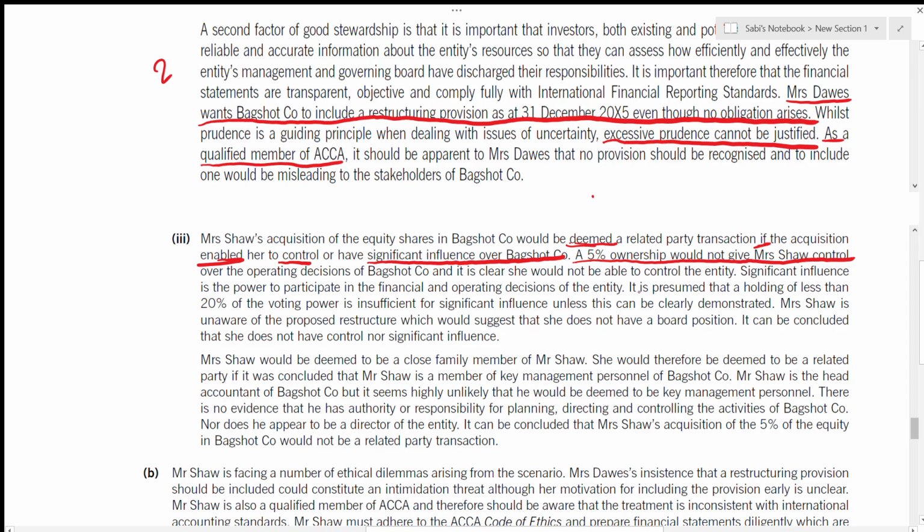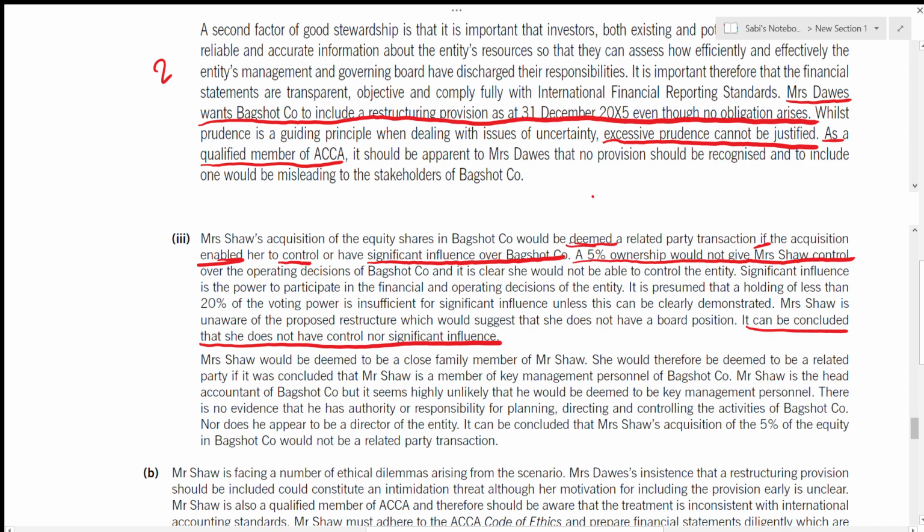right? So it is presumed that a holding of less than 20% of the voting power is insufficient for a significant influence unless this can be clearly demonstrated. Mrs. Shaw is unaware of the proposed restructure, which should suggest that she does not have a board position. It can be concluded that she does not have a control nor significant influence, right? Your conclusion matters a lot.